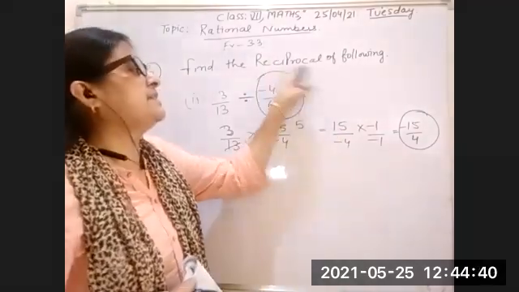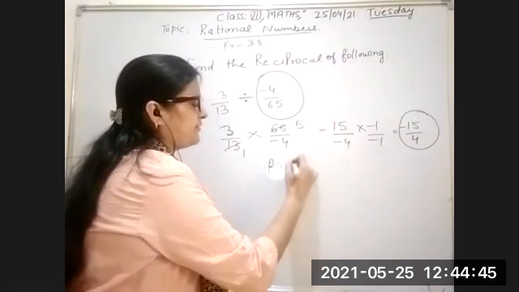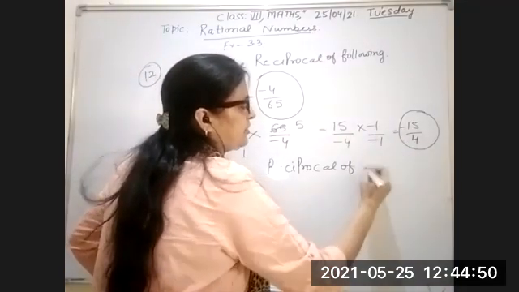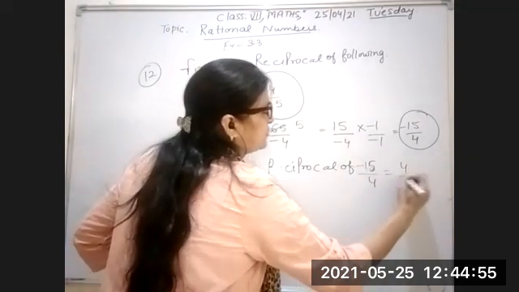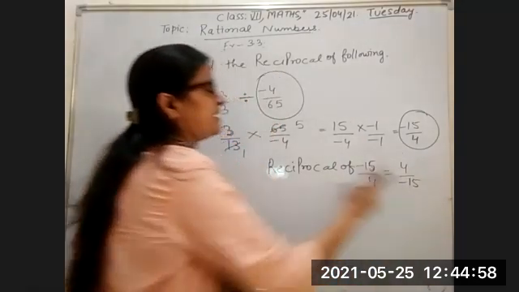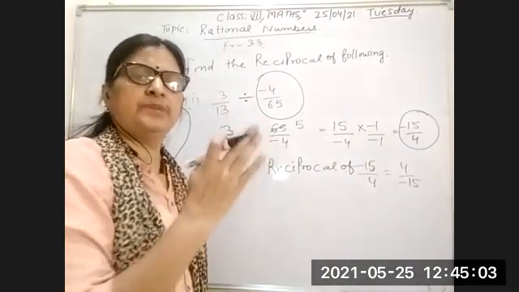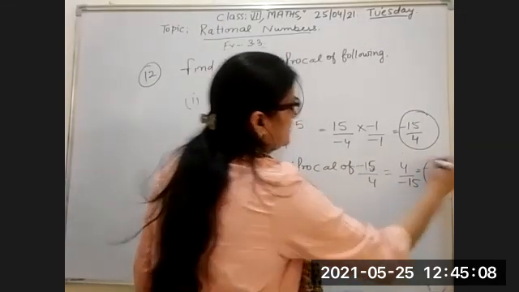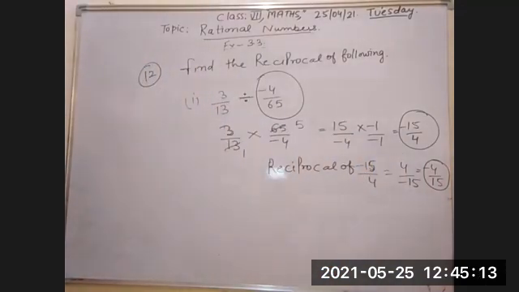Now you have to take the reciprocal of minus 15 upon 4. So reciprocal of minus 15 upon 4 is equal to 4 upon minus 15, and again you have to convert the minus sign so that the numerator becomes minus. You will write like this, and directly you can write it, by multiplying minus 1 into minus 1. Sorry.